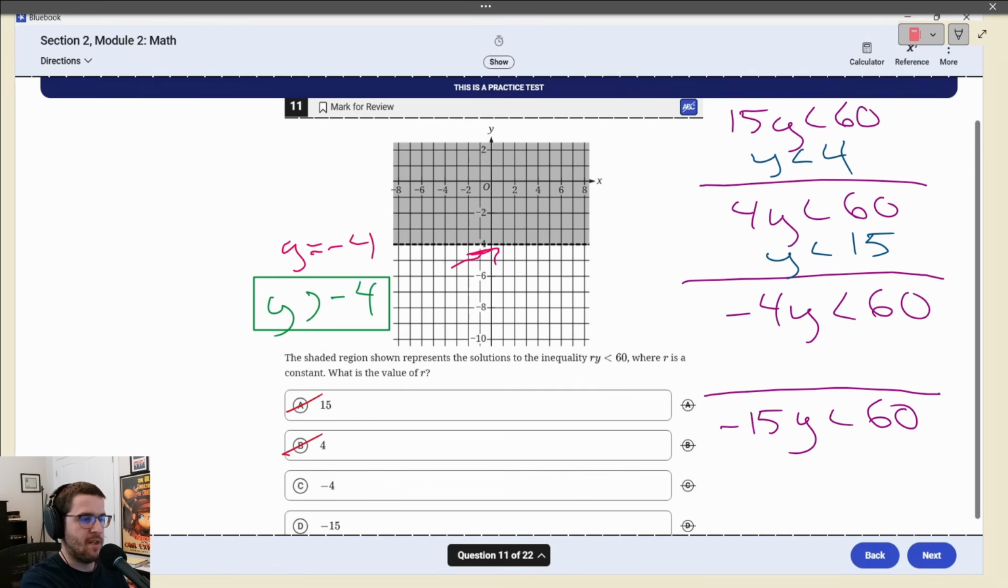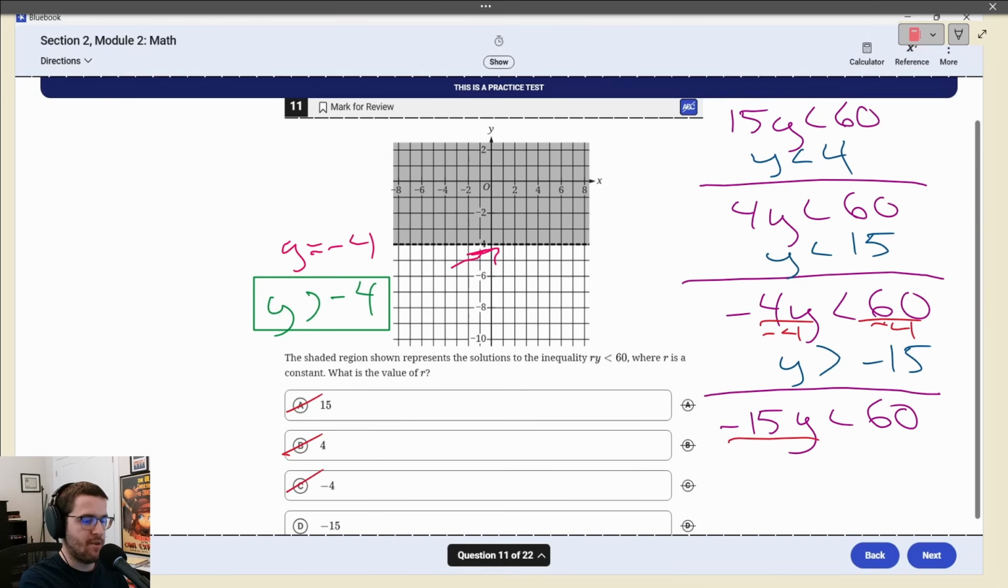So that's out. Okay, I'm going to divide both sides by -4. I get -15. And when you divide both sides by a negative in your algebra, you have to flip the sign. When you multiply or divide both sides by a negative, we have to flip the sign. So we get y is greater than -15, which is also wrong. So hopefully it's this one.